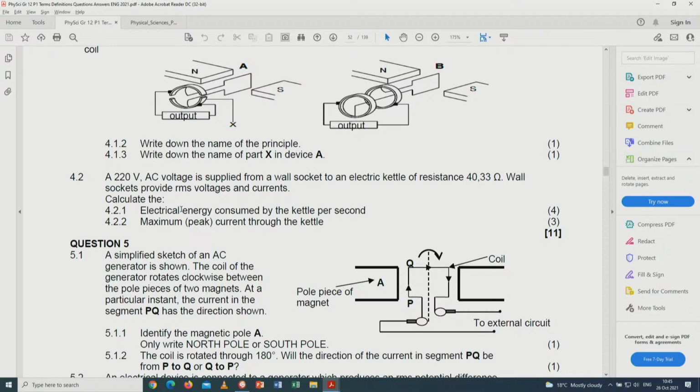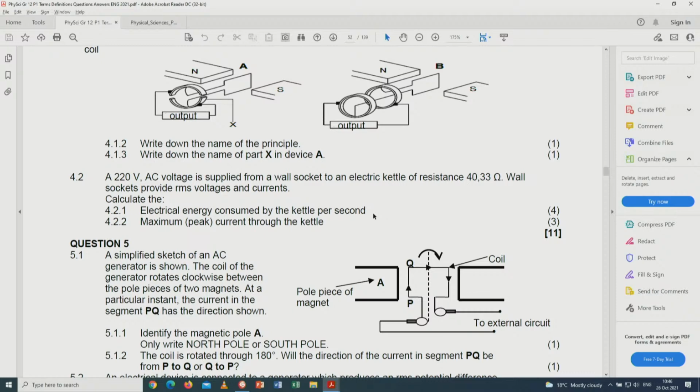Question 4.2. If you read the question, it says a 220 volt AC voltage is supplied from a wall socket to an electric kettle of resistance 40.33 ohms. Wall sockets provide RMS voltages and currents. So if it is a 220 volt AC voltage from a wall socket, and we're also told that the wall socket is providing the RMS voltage, that means this voltage is V RMS. Then we must calculate the electrical energy that is consumed by the kettle per second.